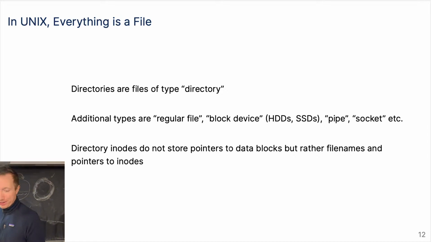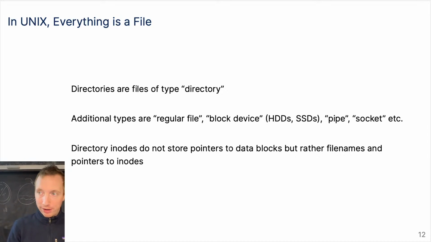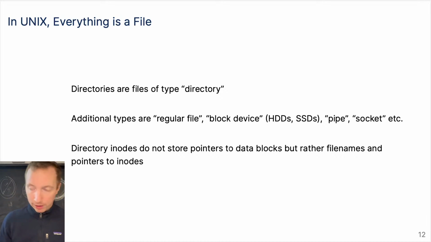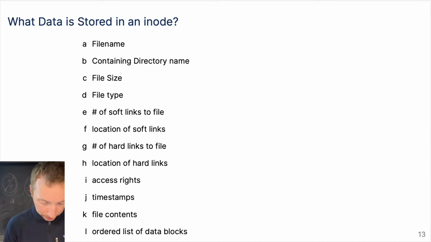So in Unix, everything is a file. So directories are just files of type directory. There's additional things. So files can be a regular file, which is what you're used to. A block device, which means you can only access it in big blocks. So that represents like a hard drive or an SSD, something like that. We've seen pipes and we've seen sockets before. So just so we know, directory inodes do not store pointers to data blocks. All it stores are file names and pointers to inodes. So it's just a bunch of tuples of file name and inode.